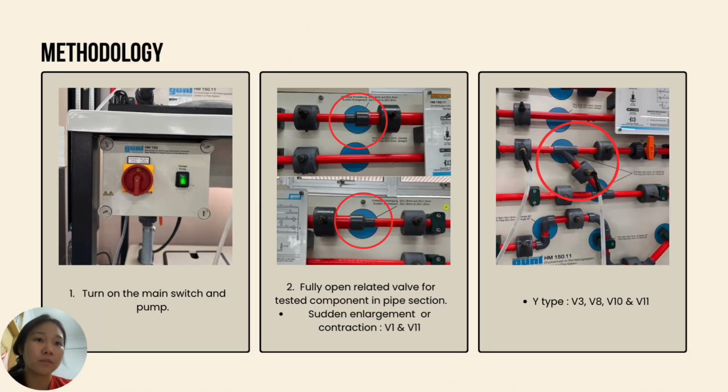Then I will talk about the methodology. For the first step, switch on the main switch and pump. Secondly, fully open the related valves for the tested component in the pipe section. For our experiment, we will do sudden enlargement and contraction, for which we will open V1 and V11. Then for the Y type, we will open V3, V8, V10, and V11.